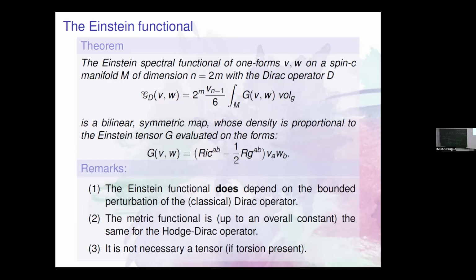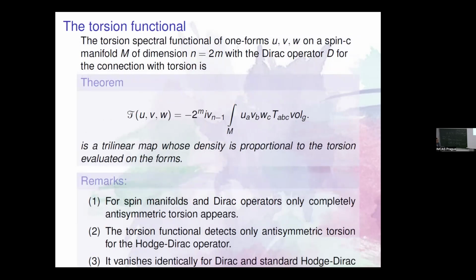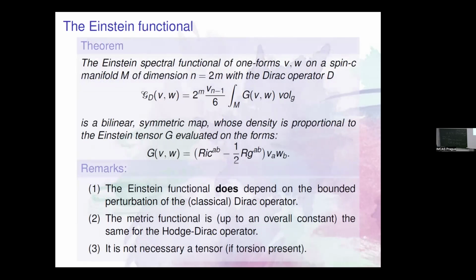Well, with some coefficients, and the coefficients are slightly different. This is 2 to the m times the volume of the sphere divided by 6. The coefficient doesn't really matter much, but you get something proportional to the integrated Einstein tensor. Since it's local, you can get the Einstein tensor at each point.